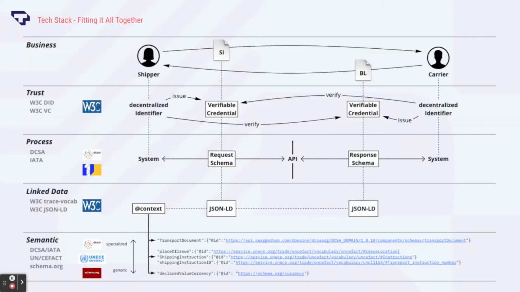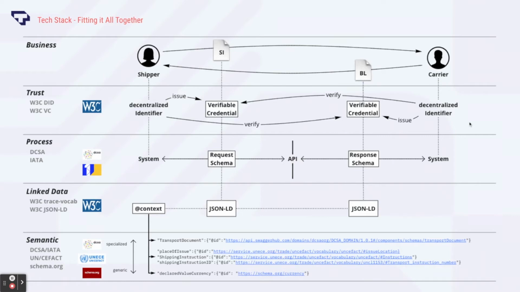So this slide is my everything in one, which shows this modern technology stack and how it all fits together. If we start from the top, there's a business layer. In this case, I'm choosing a shipper requesting a bill of lading from a carrier. So the shipper sends a shipping instruction and gets a bill of lading back.